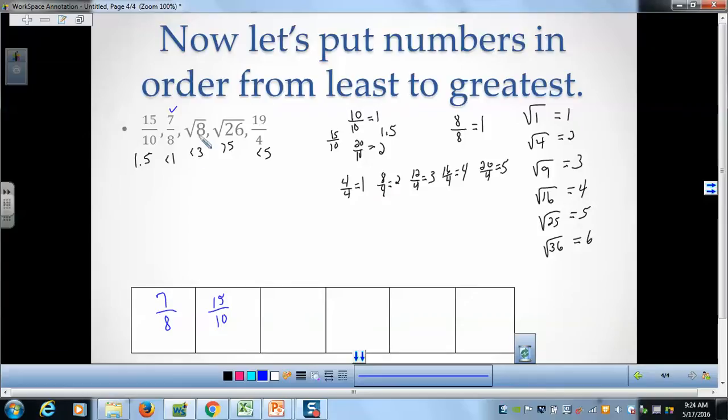And then I have a number that's a little bit less than 3, so that would be the square root of 8. Then I'm going to jump over here because this number is bigger than 5. This number is smaller than 5, so it has to go here. And then this is bigger than 5, and now we have them in order. So we're just estimating, trying to get those in order, and kind of compare them.